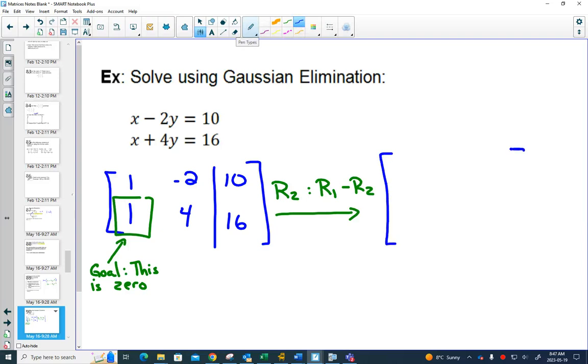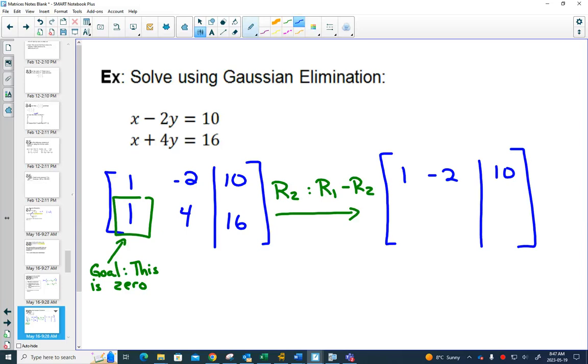Well, what does that mean? I'm only changing row 2. That's why I wrote row 2 first. So that means I can rewrite row 1. Row 1 hasn't changed. But row 2, I'm now going to write row 1 minus row 2.